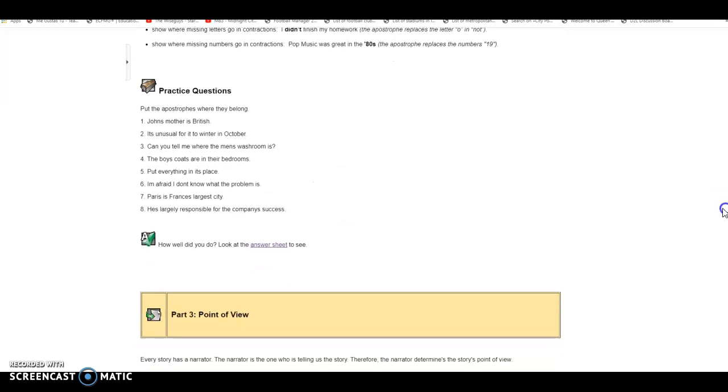If we look down here, we've got practice questions. So again, just like the commas, just go through these 8 sentences and add apostrophes wherever they're needed, and then you can just click on the answers to see how you did. If you have any questions about commas or apostrophes, please just let me know through email.